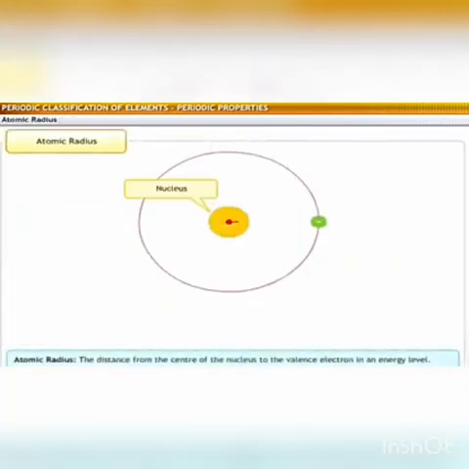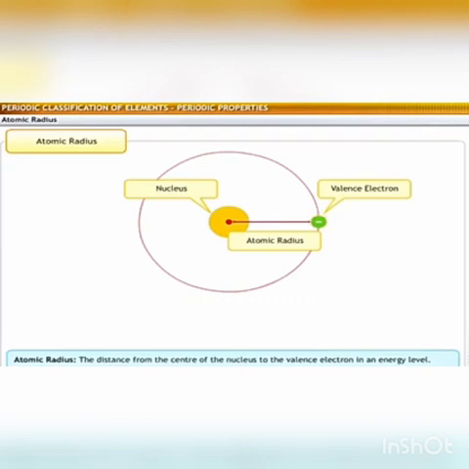Atomic radius is the distance between the center of the nucleus and the electron present in the outermost energy level or orbit of an atom.